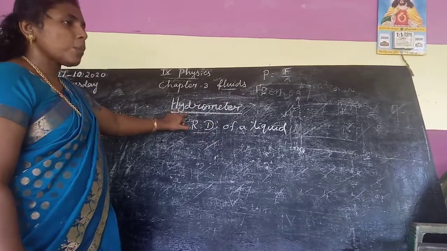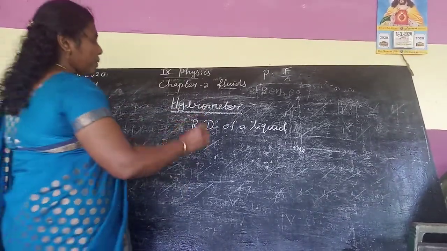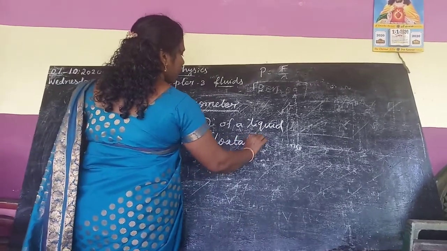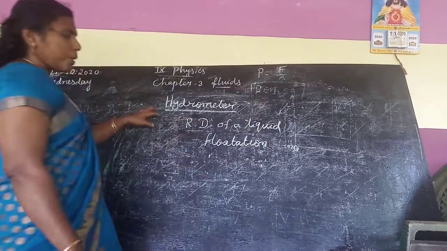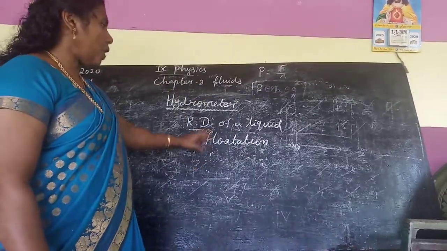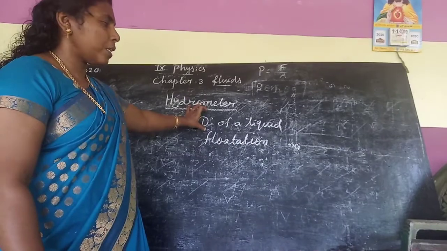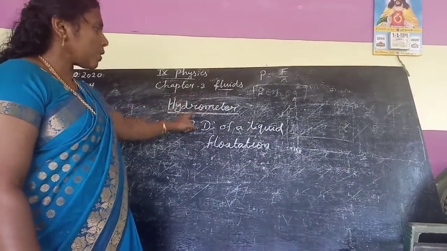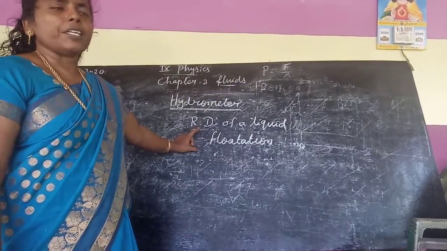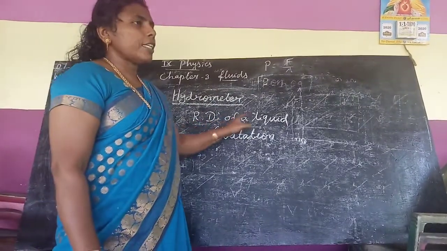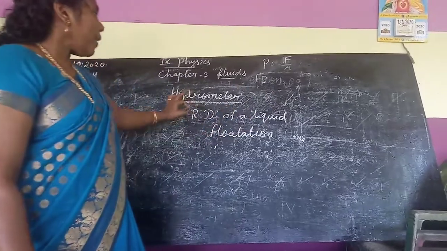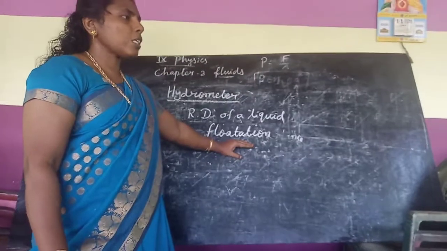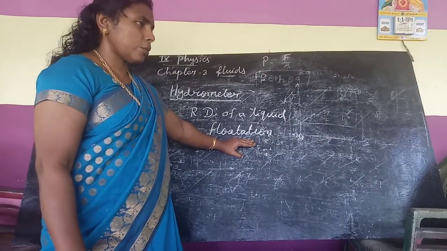Now which principle is used in the hydrometer? Flotation principle. Now we have learned what the use of the hydrometer is and which principle is used in it. So what is the use of the hydrometer? The hydrometer is used to measure the relative density of a liquid. Now what is the principle used in the hydrometer? The flotation principle.